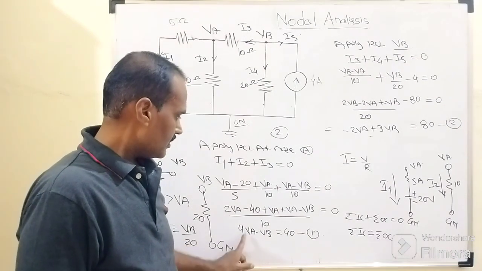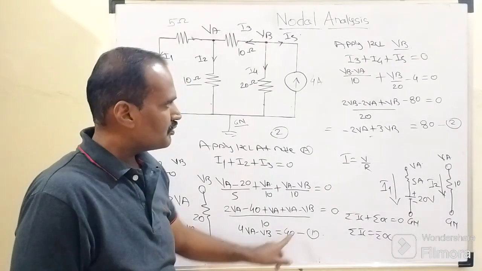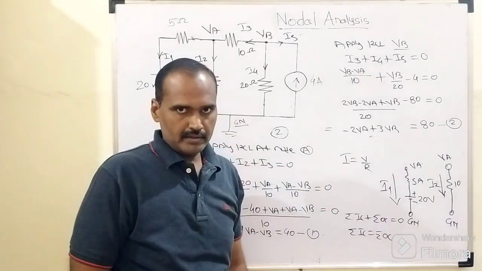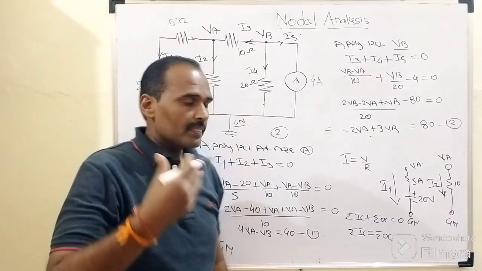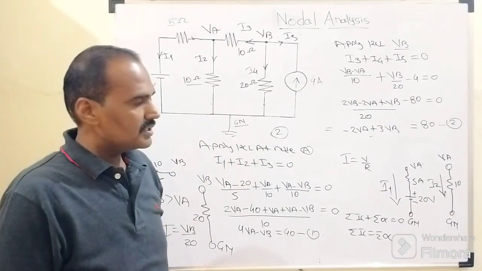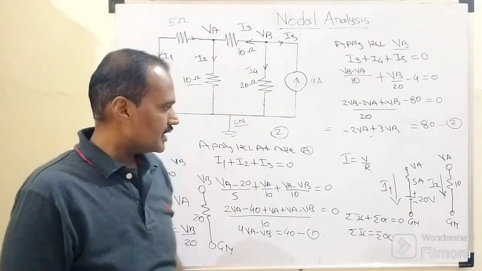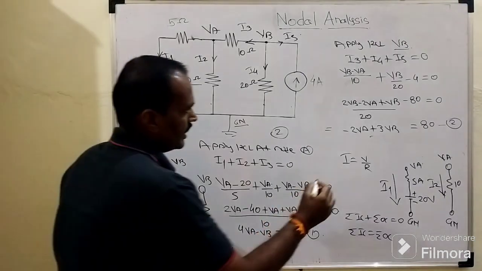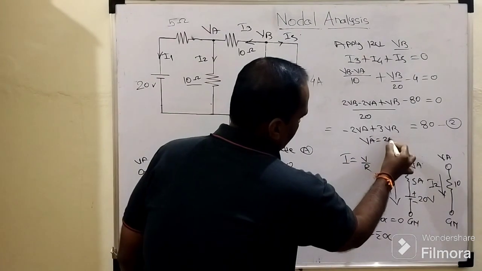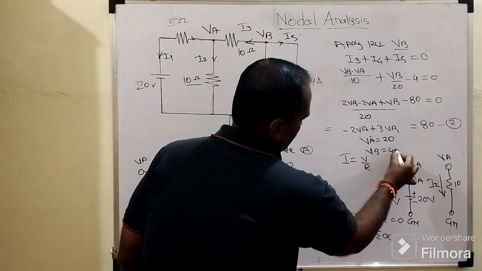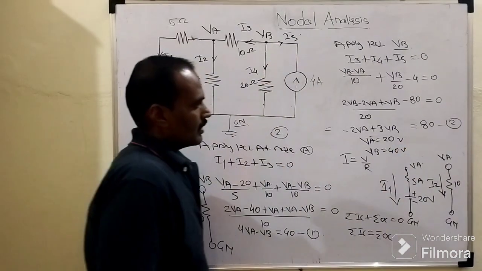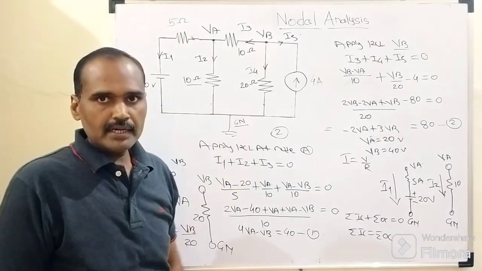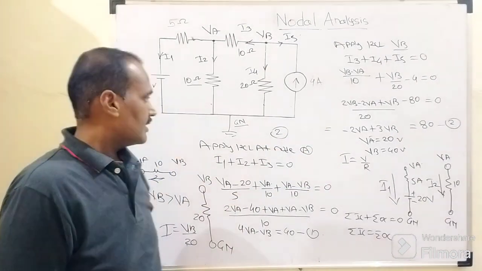Already we have equation number 1: 4 times VA minus VB equals to 40. Equation number 2: minus 2VA plus 3VB equals to 80. Right. Then when we solve these two equations with the help of the scientific calculator, at that time we will come to know that VA equals to 20 volt and VB equals to 40 volt. In the last session of this video, I will share the procedure how to tabulate this VA and VB with the help of this scientific calculator.